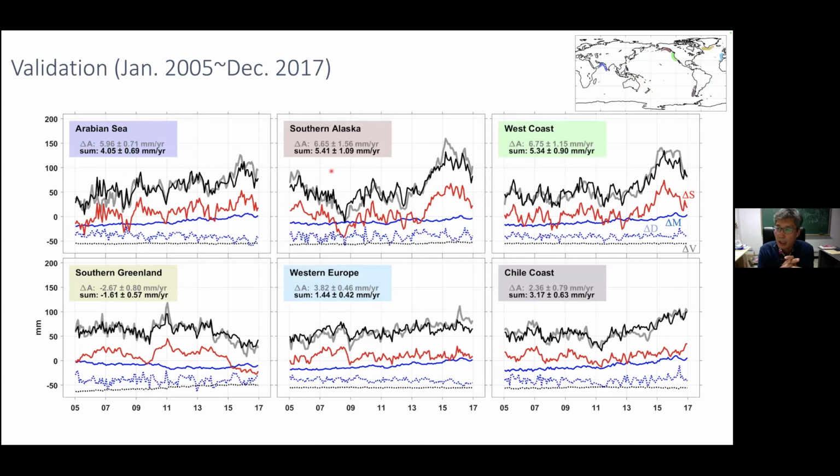Okay, now let's look at local regions, particularly coastal regions. So I selected 6 different coastal areas: Arabian Sea, southern Alaska, west coast of the United States, southern Greenland, Western Europe, and Chile coast. Again, the gray line is the satellite altimetry observation, and the black line is the sum of these 4 different contributors. Generally, altimetry observation and estimation show very close variation. In this case, compared to the global ocean and 5 different ocean basins, the steric effect is much more important than the mass effect.